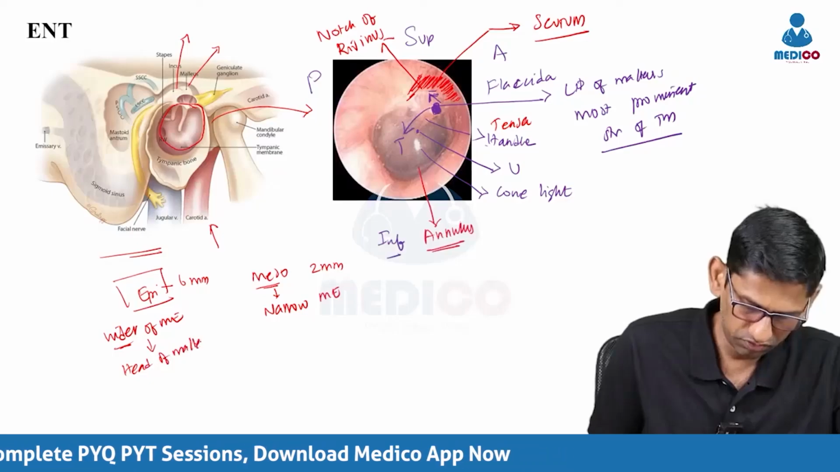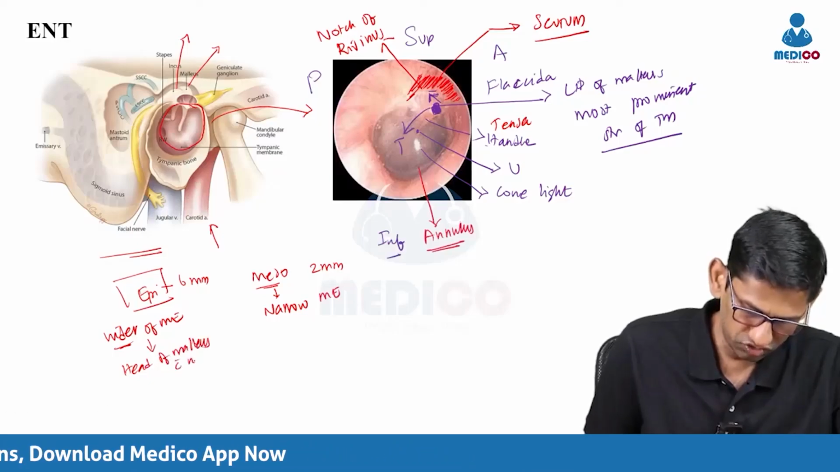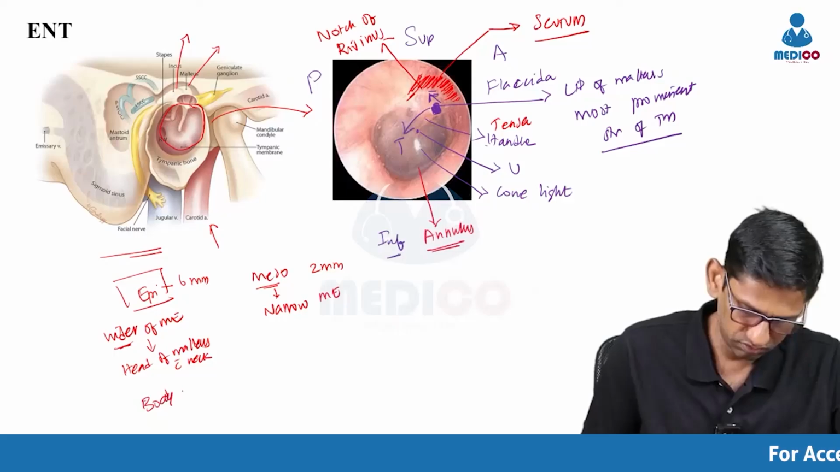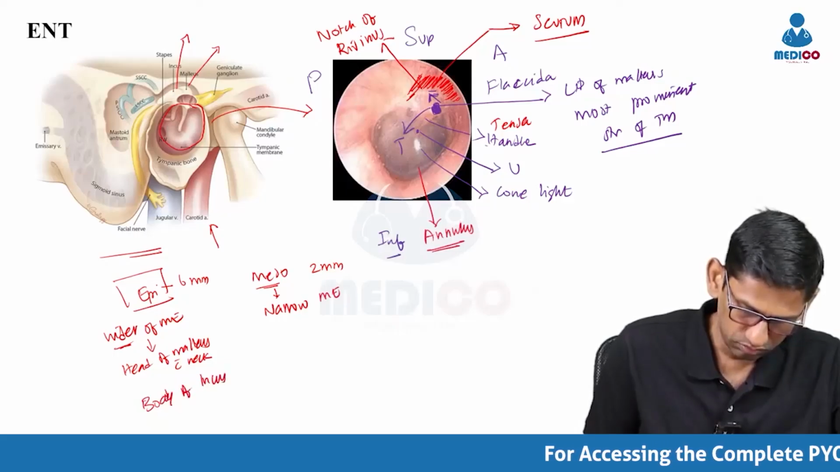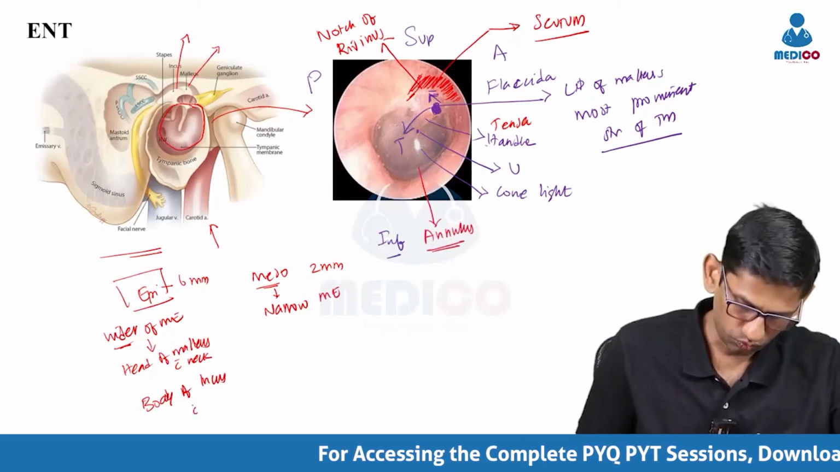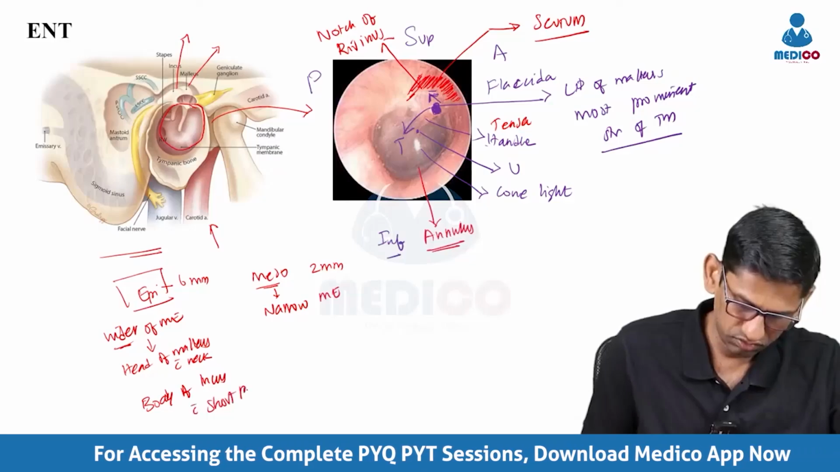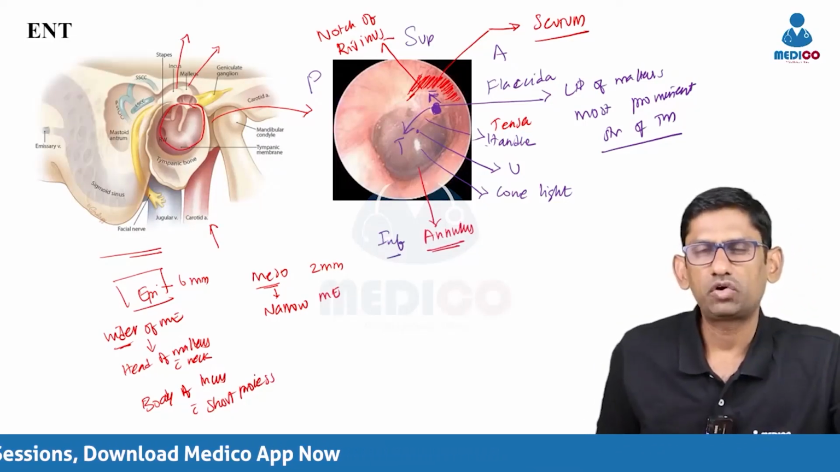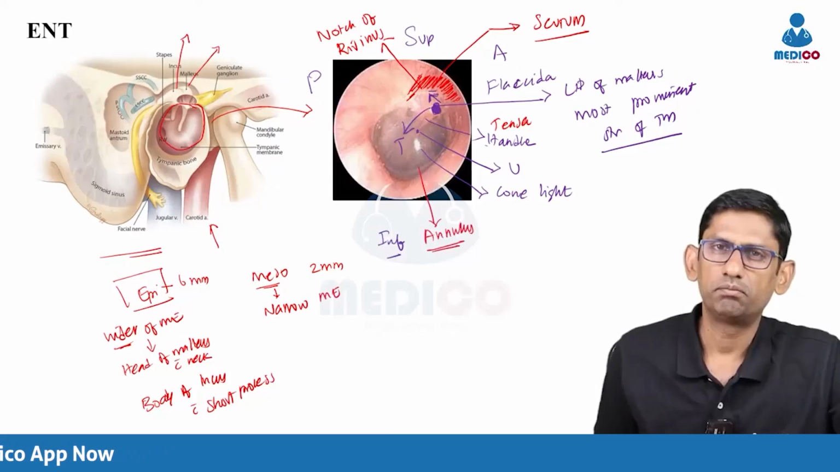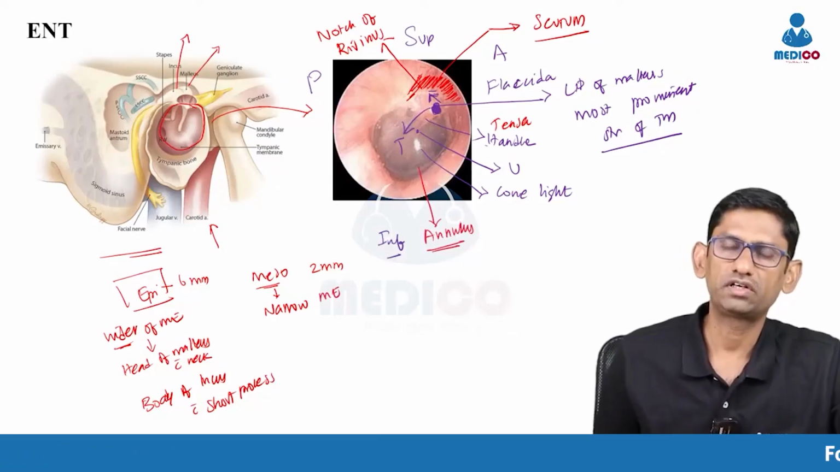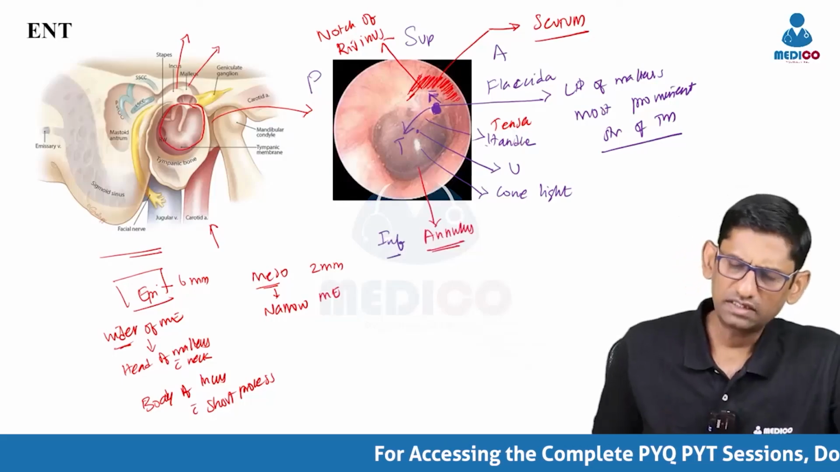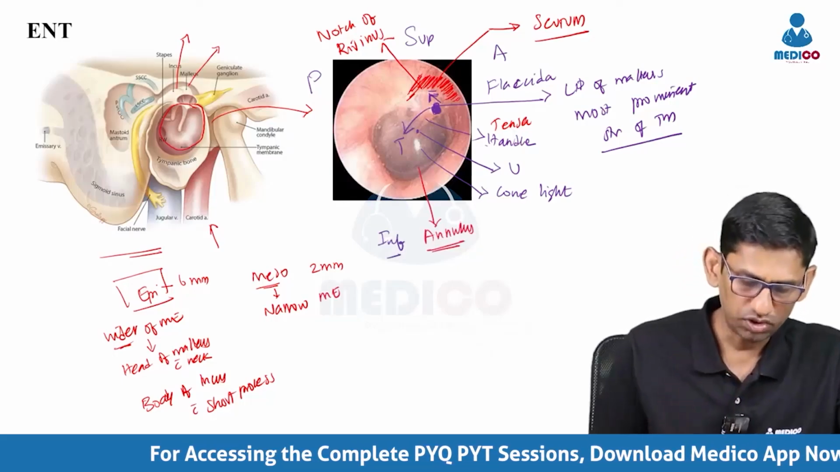The head of the malleus with its neck, and the body of the incus with its short process. So the head and neck of the malleus and the body with the short process of the incus form the part of the epitympanum, and the slender parts will be seen through the mesotympanum.